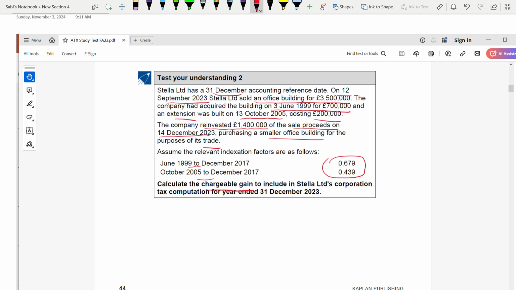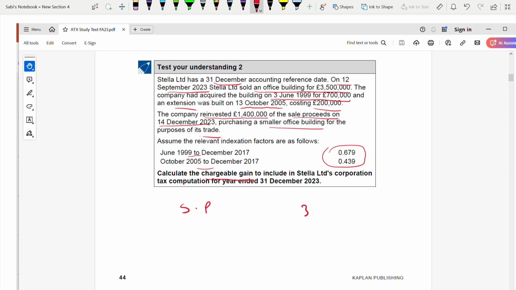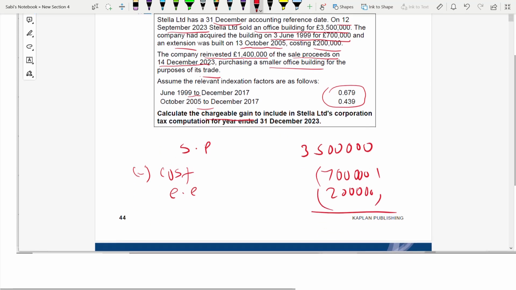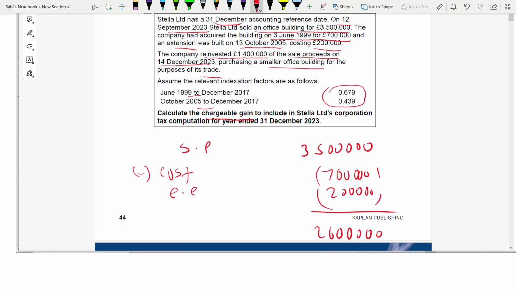Now let's quickly do the chargeable gain. You start with the sale proceeds, which is 3.5 million. Now deduct the cost and enhancement expenditure. Remember, first we find the unindexed gain, and then from that we deduct the indexation allowance. Normally we just take the cost 700 and 200 and deduct from the gain. Normally it will be 2,600,000. This is known as the unindexed gain because we haven't deducted the indexed cost.